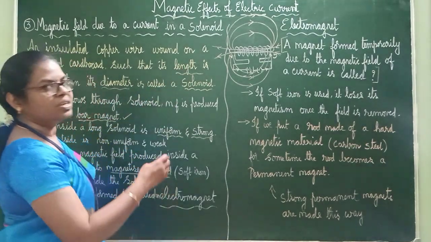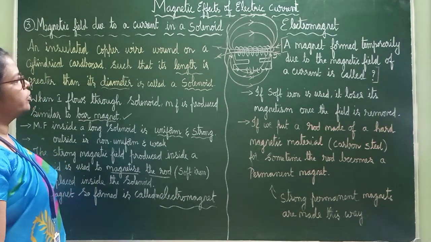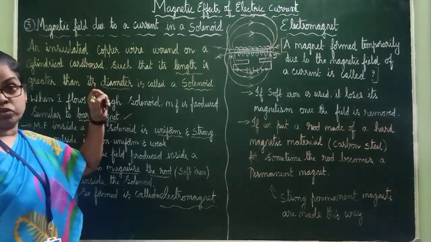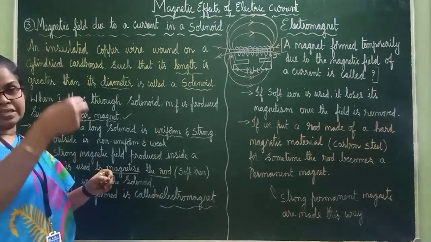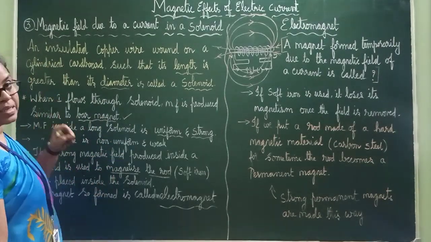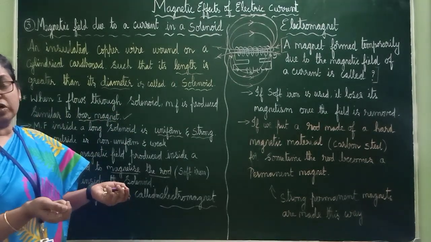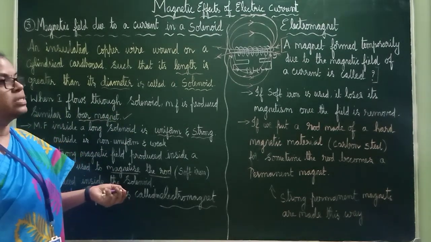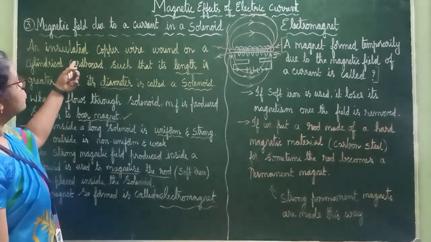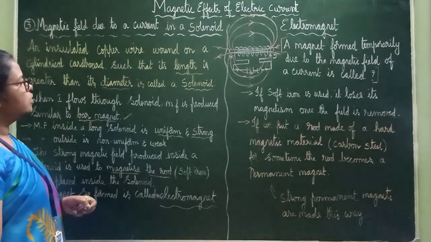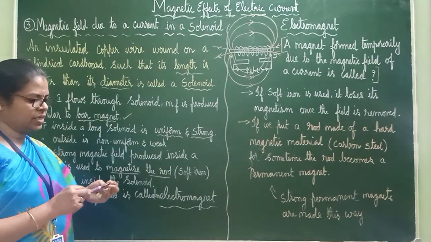Okay. So what is a solenoid? First we will see what is a solenoid. An insulated copper wire. In the first one also we have taken one straight copper wire. Next we bent it and made it into a coil, and that was used as a loop. Here, an insulated copper wire wound on a cylindrical cardboard. Okay. So we can take this as an example.